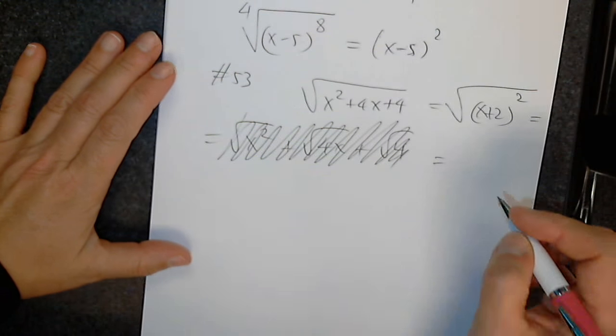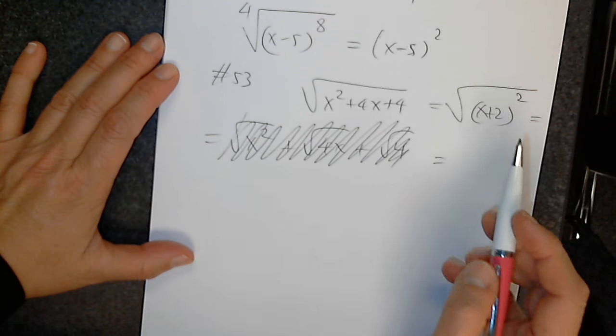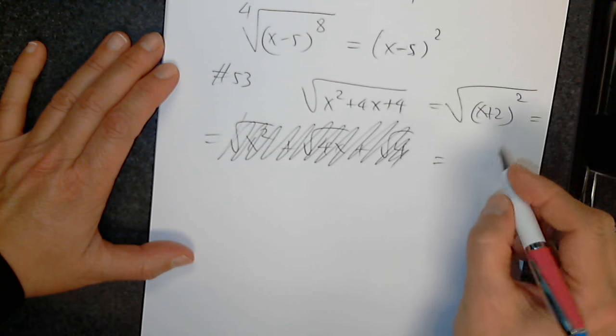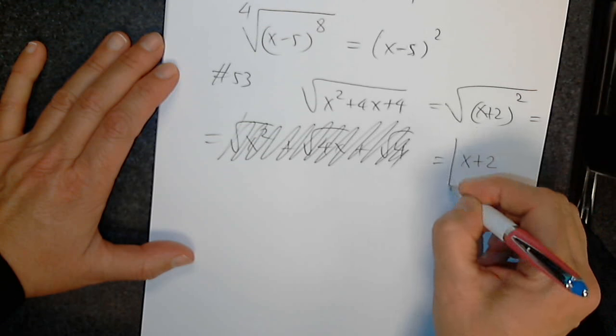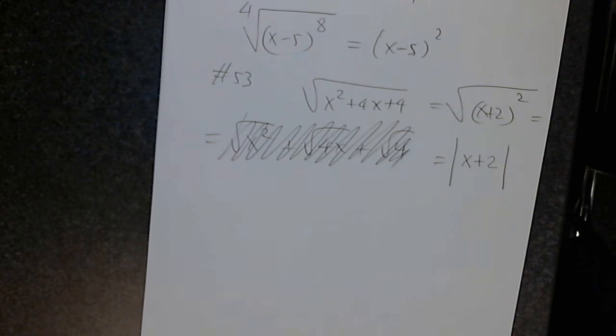Parentheses x plus 2 squared. We already wrote that. It's just x plus 2. Careful. The absolute value of x plus 2. Because if x is negative 3, plus 1 plus 2 is negative 1. Very good.